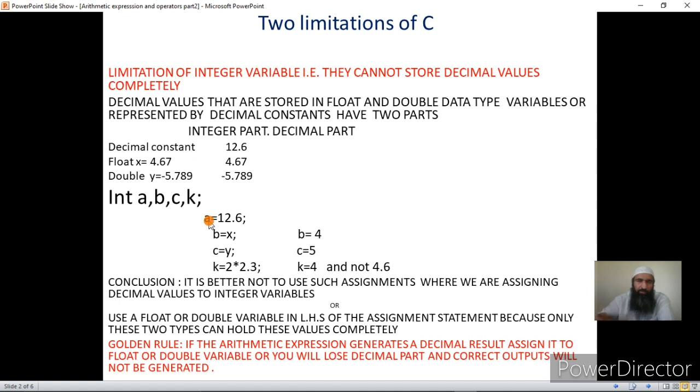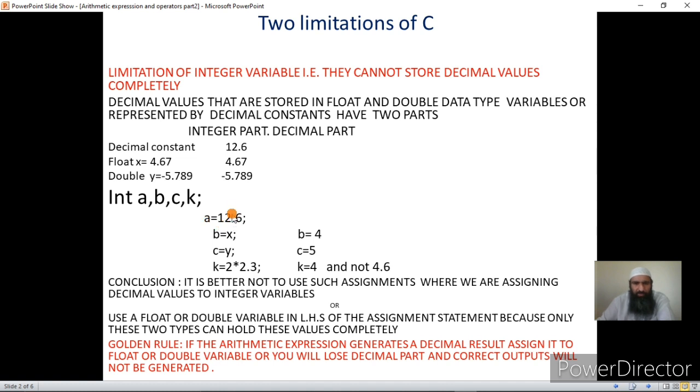Data type always shows the type of values that can be stored in a variable, the operations that can be done on a variable, and the size of that variable, that is the memory size. Now since a is an integer variable, only integers can be stored in it. If I assign the value 12.6 to a, it will not be able to store the decimal part because it is not designed for that. Integer variables are designed to store only integers.